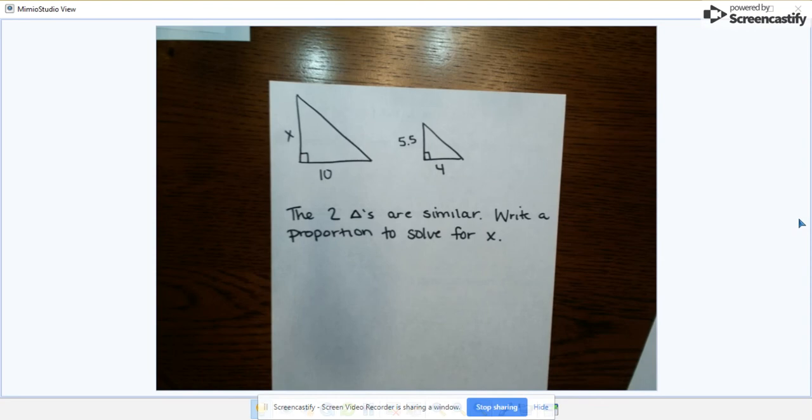Using that knowledge, I'd like you to find X. These two triangles are similar, so you can write a proportion to help you solve.